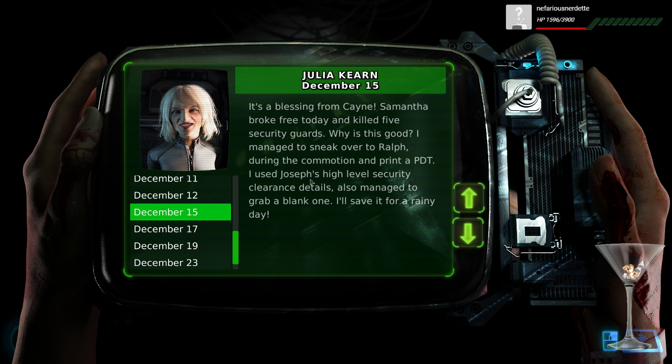December 15th. It's a blessing from Cayne. Samantha broke free today and killed 5 security guards. Why is this good? I managed to sneak over to Ralph during the commotion and print a PDT. I used Joseph's high-level security clearance details. Also managed to grab a blank one. I'll save it for a rainy day.